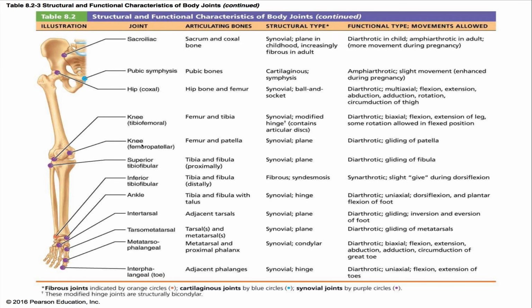Now, also you have your femoropatellar joint at the knee. The name implies it's your femur and patella. In other words, your knee. It's a synovial plane joint, diarthrotic, and it allows the patella to glide.